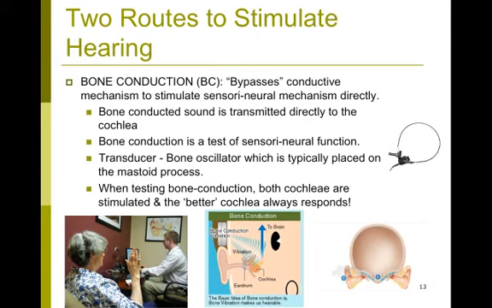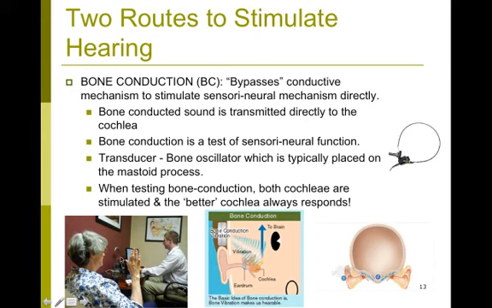One thing you need to remember is when you're testing bone conduction, both the cochleae are being stimulated. And so when you're seeing a response, it's likely the response from the better cochlea, the cochlea that has lower thresholds.